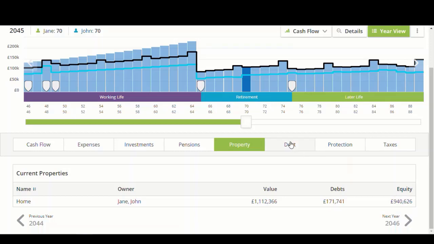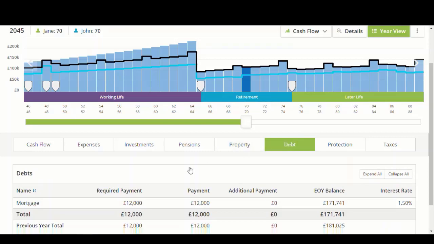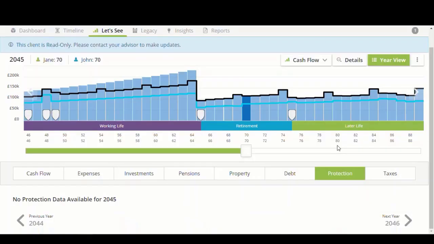So if we go to the debt, we can see that the mortgage is appearing and it shows you the regular payment that is going into the mortgage. If you were making any one-off payments to the mortgage to overpay, you can also see that here. And again, you've got your end of year balance and finally your interest rate. If we had any protection policies within the plan, you would see them here as protection policies, and you could see the benefit amount and the premium that is paid there as well.